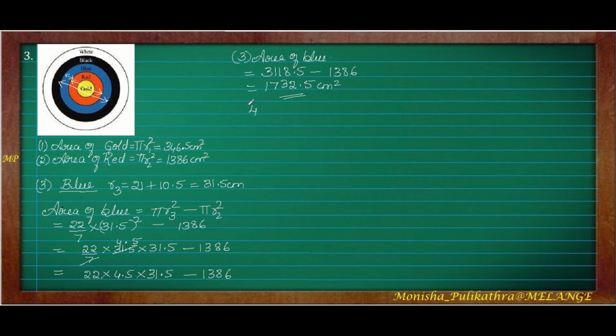So next we have to find out the fourth one, that is the black section. The area of black circle. So area of black is equal to pi r4 square minus pi r3 square. We know that previously the radius was r3, that is equal to 31.5, whereas in each and every case there will be 10.5 centimeter extra. So r4 will be 42.0, that is 42 centimeter is r4.